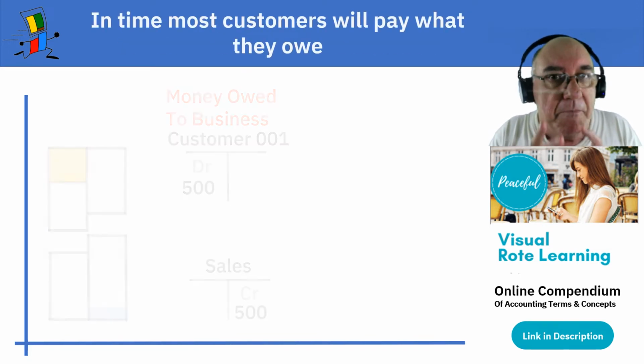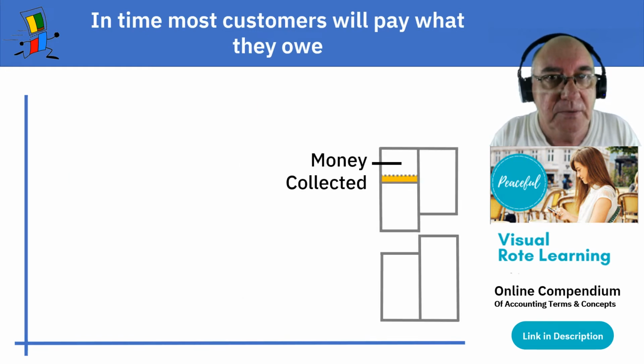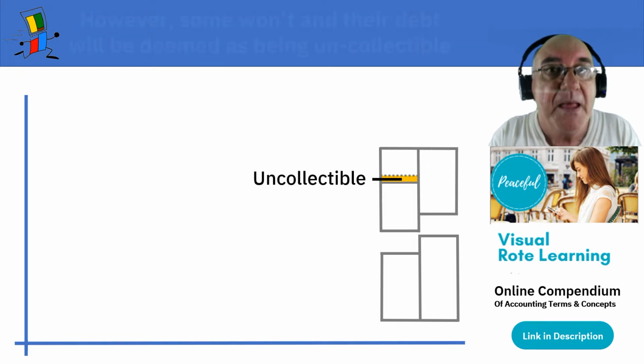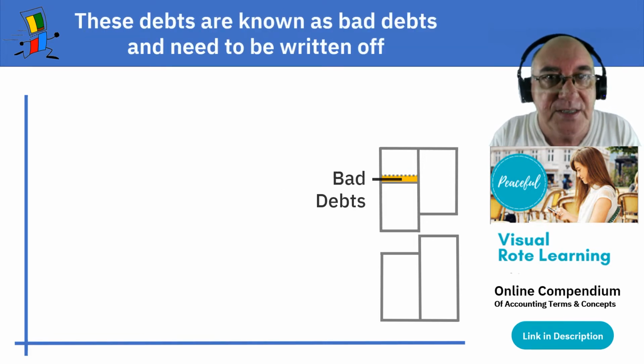In time, most customers will pay what they owe. However, some won't, and their debt will be deemed as being uncollectible. These debts are known as bad debts and need to be written off.